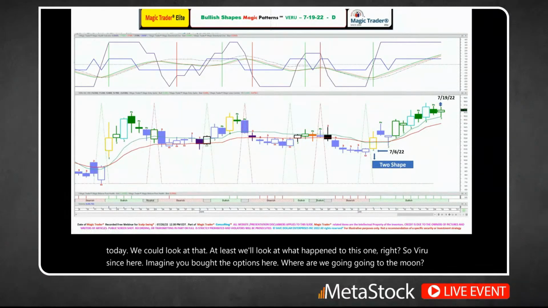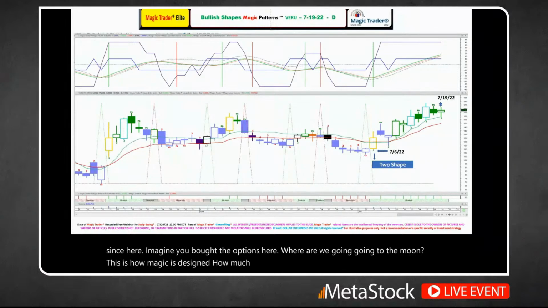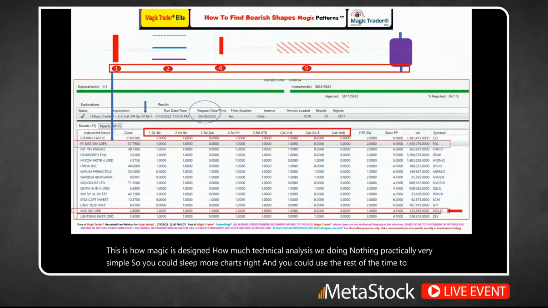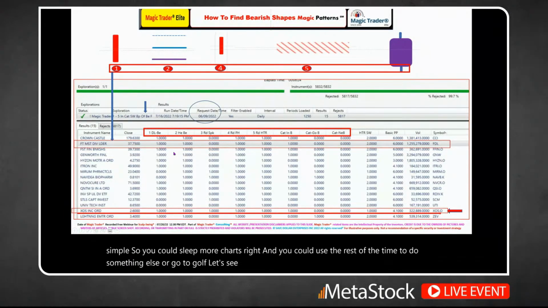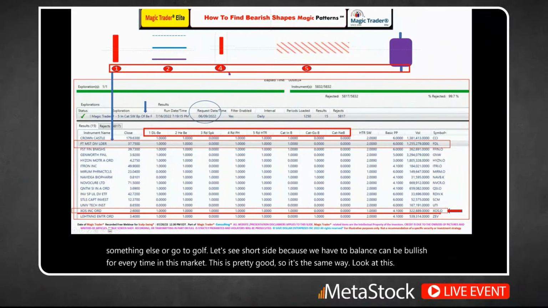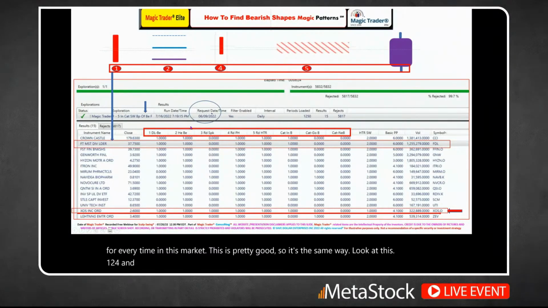This is how Magic Trader is designed. From a technical analysis standpoint we're doing nothing practically, very simple. So you could flip more charts, right? And you could use the rest of the time to do something else, or go to golf. Let's see on a short side, because we have to balance. You can't be bullish every time. In this market, this is pretty good. So it's the same way. Look at this: 1, 2, 4, and 5. 3 is missing. So what? We are going to look at the FDL, and this has everything in there, right? This has everything. XOS. I will not trade this. It's too small, right? $2. But for fun, probably we'll do it.